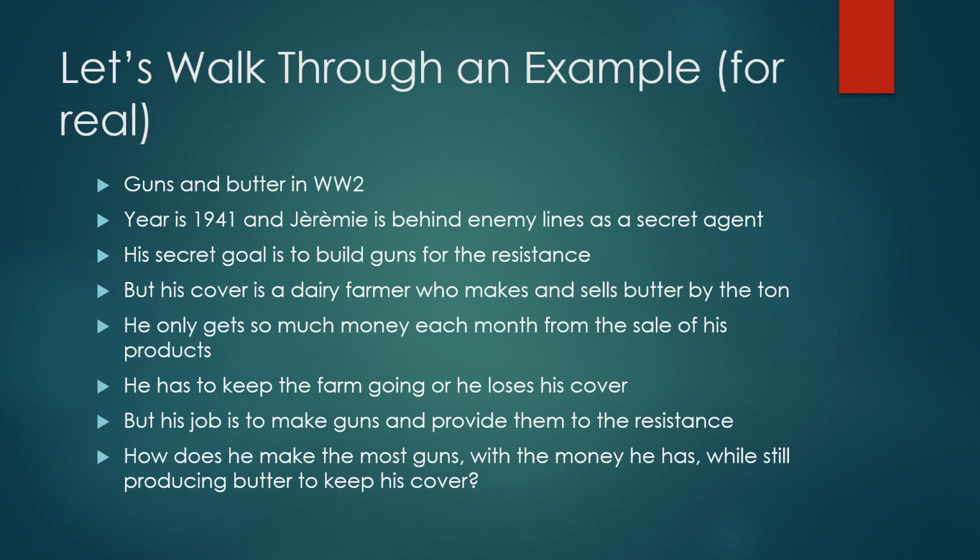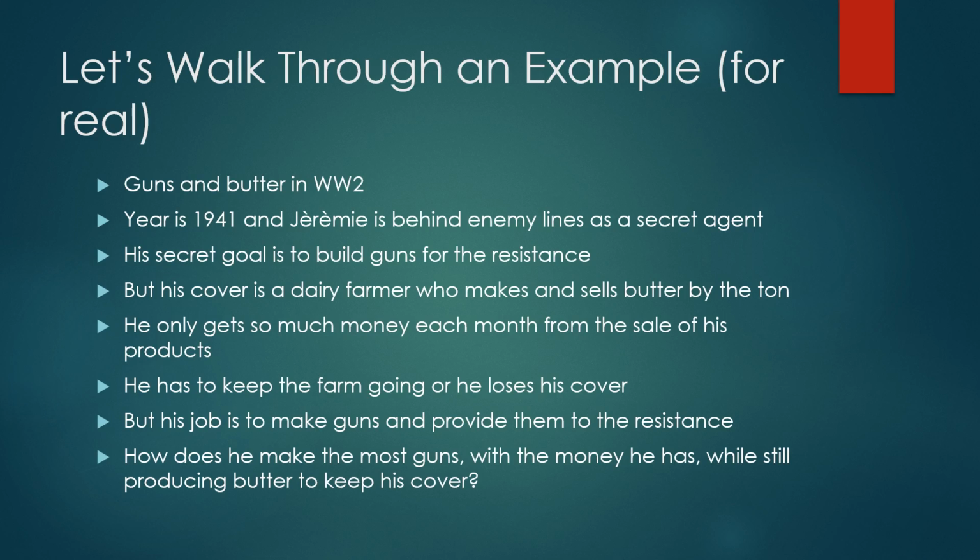Okay? He only gets so much money each month from the sale of his products. Both the guns and the butter bring him in so much money each month. So within that constraint, he can produce as many guns and as many tons of butter as he possibly can. He has to keep the farm going in order to keep his cover.